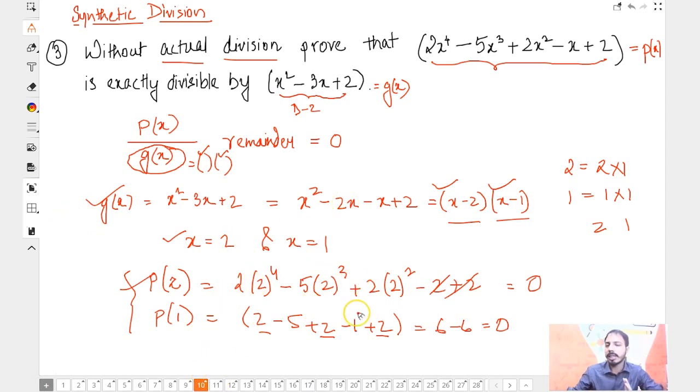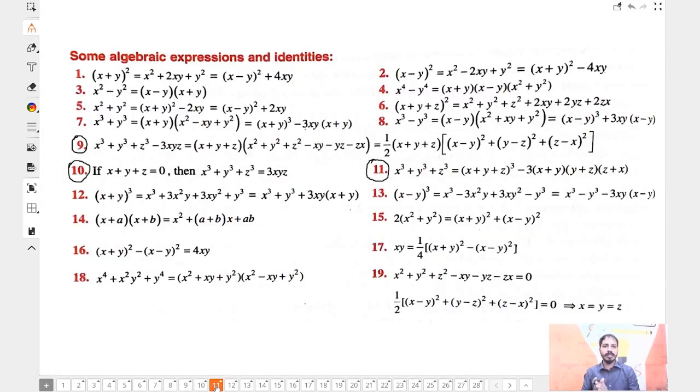So in these types of questions you can solve it. Next, let me see what else is there. Next topic is algebraic identities.